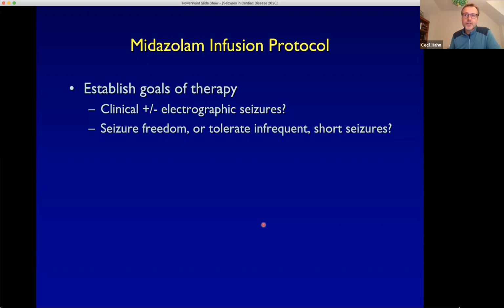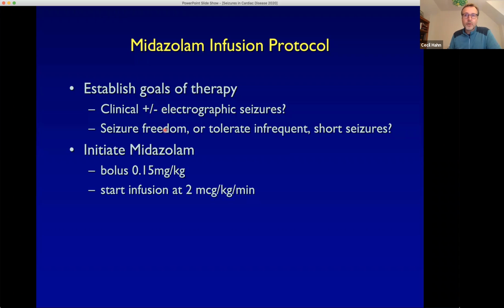Do you want to abolish all seizures? Are you going to tolerate infrequent short seizures? Initially, we try to achieve seizure freedom, but if we can't achieve seizure freedom without significant side effects, we may begin to tolerate short, infrequent seizures.